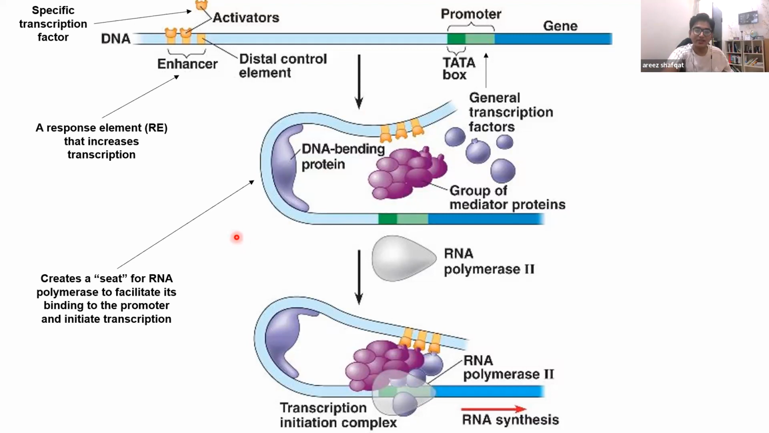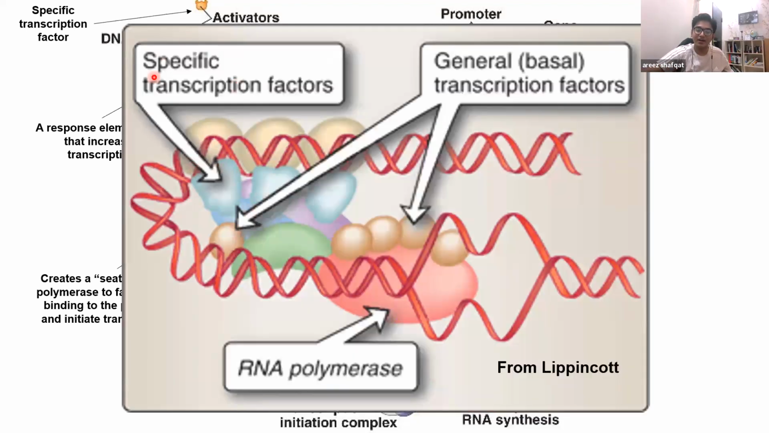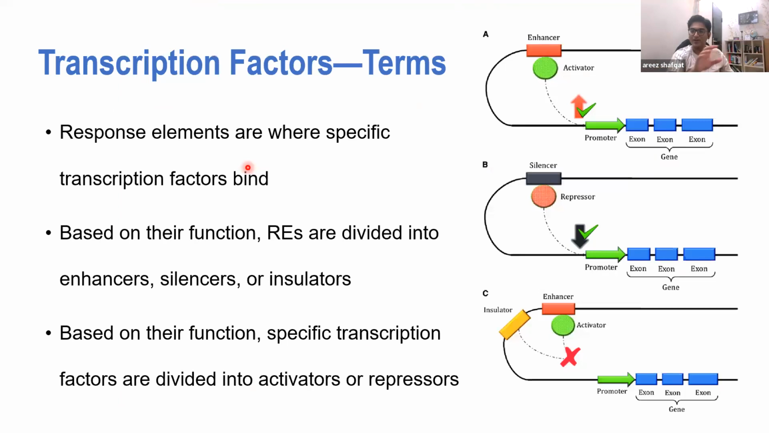So let me make this clear for you. This is a diagram from Lippincott. It's showing you the same thing, right? You have RNA polymerase binding to the promoter. You have general transcription factors, i.e. basal transcription factors. You have specific transcription factors binding to enhancers, causing the DNA to bend, which recruits RNA polymerase. But let me orient you guys with the terminology, all right?